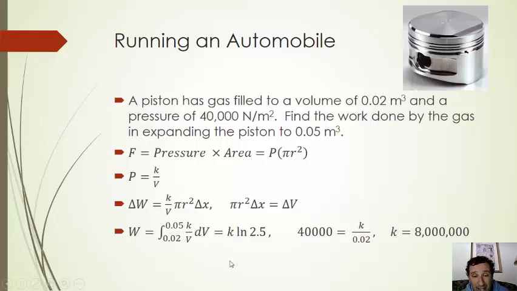So now let's put this all together. And I can say the work is going to be K times the natural log of 2.5, or 8 million times the natural log of 2.5. And that's about 7,330,326 joules. Now I found the work to expand that piston.